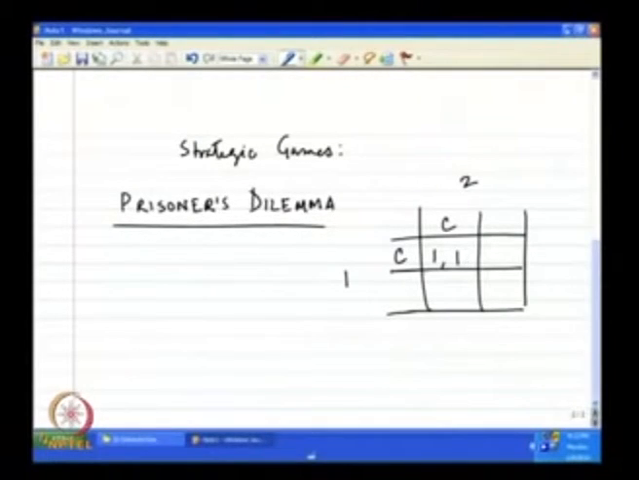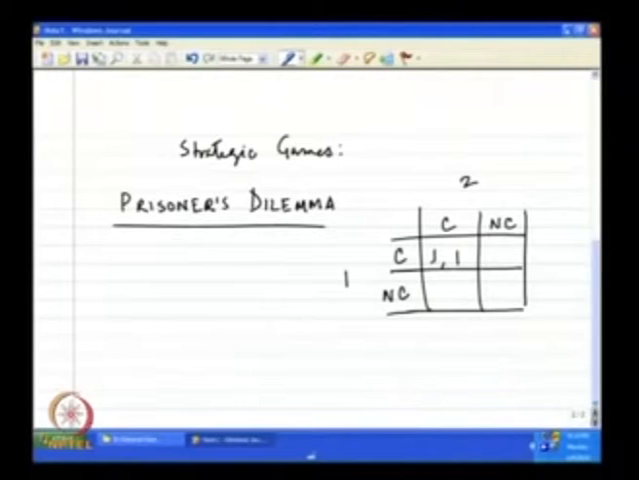In each cell of this 2 by 2 matrix, the first element represents the payoff of the first player, and the second element represents the payoff of the second player. So, if both of them confess, each of them is going to jail for 3 years. This 3 years is represented by this number 1. Otherwise, they could not confess, and if both of them do not confess, then the police is not able to prove the case that these people are guilty, and in that case they are going to jail because they are petty thieves.